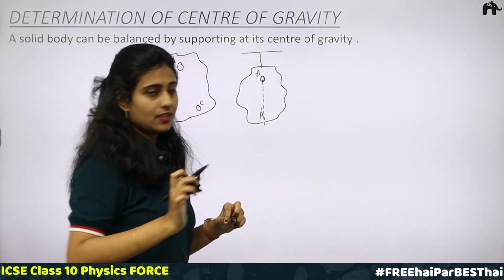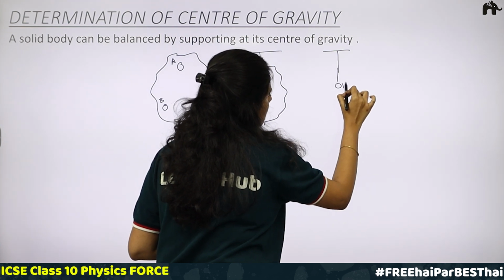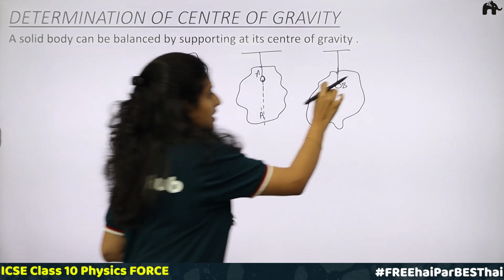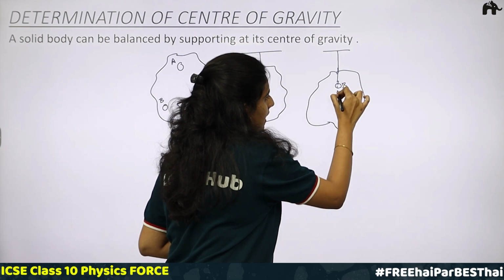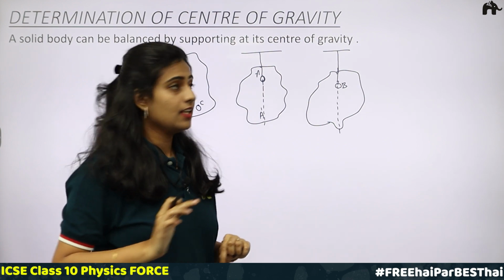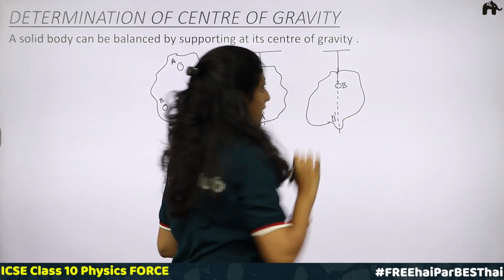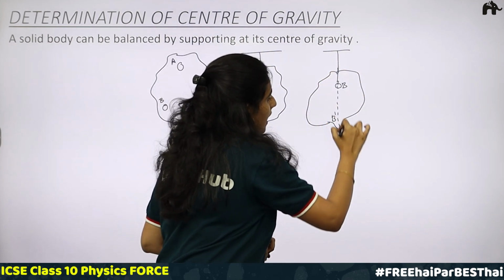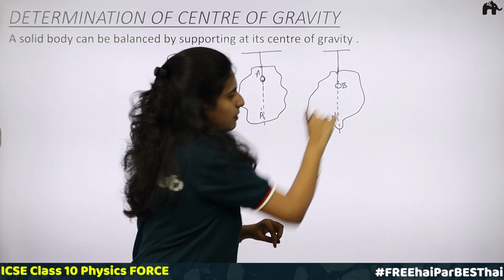Remove the string, and then hang it at point B. Here we have made a hole B. Hang it at the hole B. Again the same thing, extend the line of action, then you will get a straight line, mark it as B dash. The center of gravity of the body will be on any point along this line of action, along the straight line B dash.